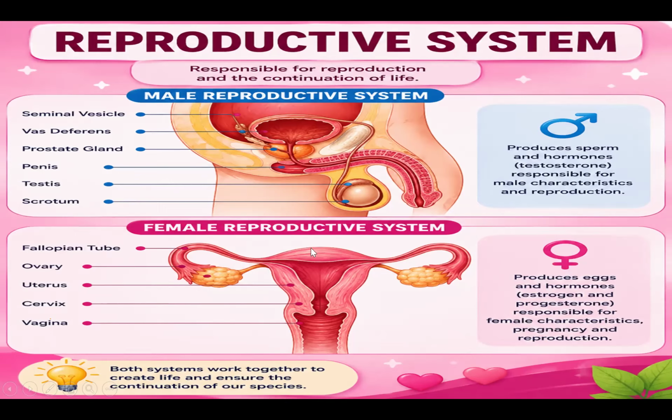The female reproductive system has the fallopian tubes. They have a pair of ovaries, then you have your uterus, cervix, and vagina. It also produces eggs and hormones like estrogen and progesterone, especially important for pregnancy as well as for secondary sexual characters in females.